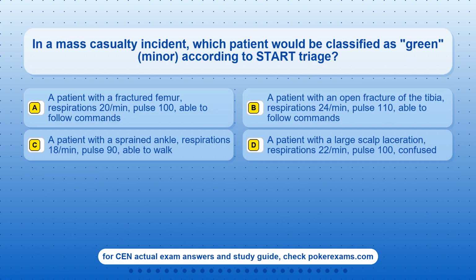Question 18. In a mass casualty incident, which patient would be classified as green minor, according to START Triage? Option A. A patient with a fractured femur, respirations 20/min, pulse 100, able to follow commands. Option B. A patient with an open fracture of the tibia, respirations 24/min, pulse 110, able to follow commands. Option C. A patient with a sprained ankle, respirations 18/min, pulse 90, able to walk. Option D. A patient with a large scalp laceration, respirations 22/min, pulse 100, confused.